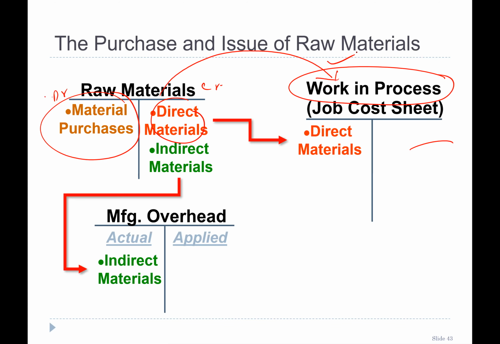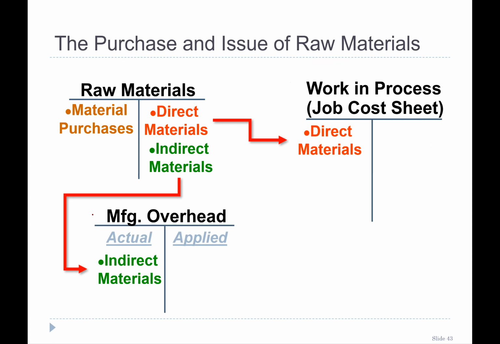Indirect material will go to manufacturing overhead. Manufacturing overhead is our expense. So when an expense increases, it is always written on the debit side, which is the left-hand side, right?